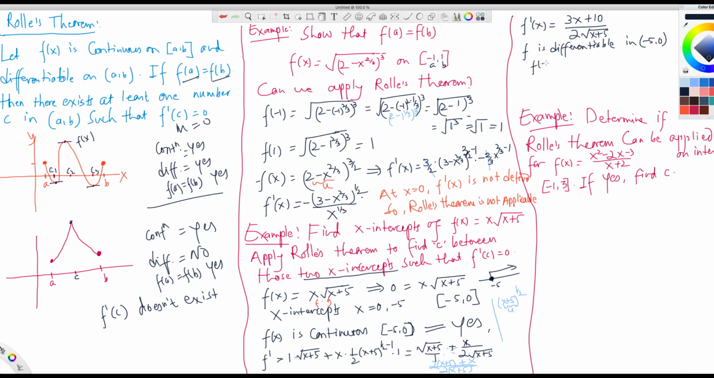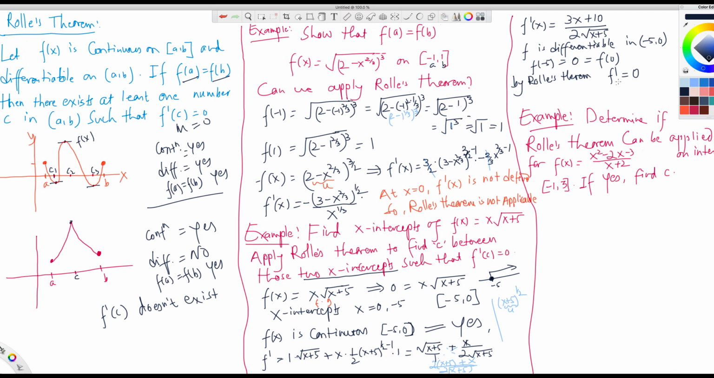What is f of -5? If you plug in x equals -5 here, you will get -5 times the root of -5 plus 5, which is 0, right? And how about f at 0? f at 0 is also 0. So we can apply Rolle's theorem because it satisfies all the conditions. So by Rolle's theorem, you get f prime equals 0, right?